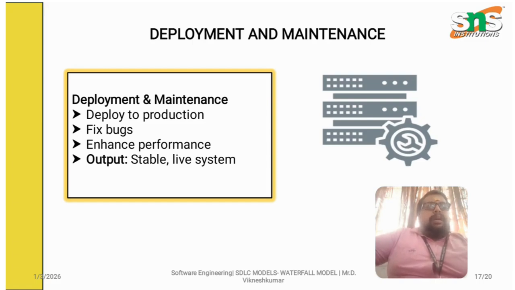For example, if the user asks for 100 logins, initially you create 50 logins. After deployment, you create the next 50 logins. This is what is called maintenance. For example, in case a user needs changes or updates, this also comes under maintenance.